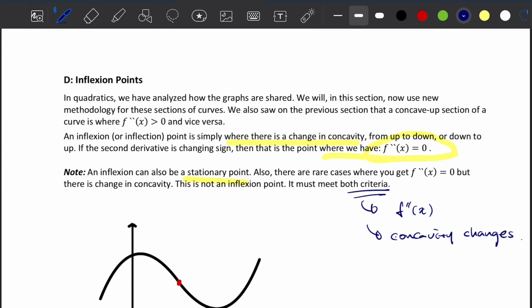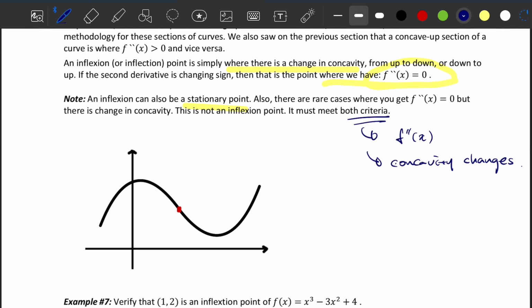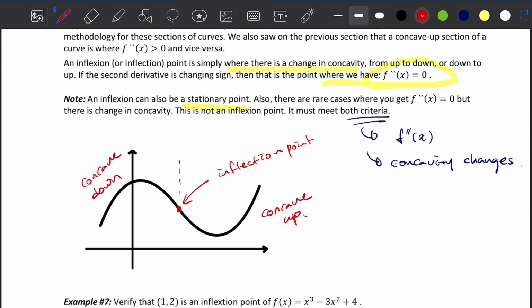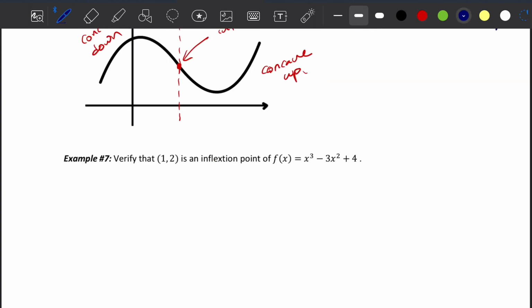Okay, so if you look at this diagram, I have an inflection point here because we have a concavity change. Here we have concave down and concave up. That's the reason why we can say this is an inflection point.